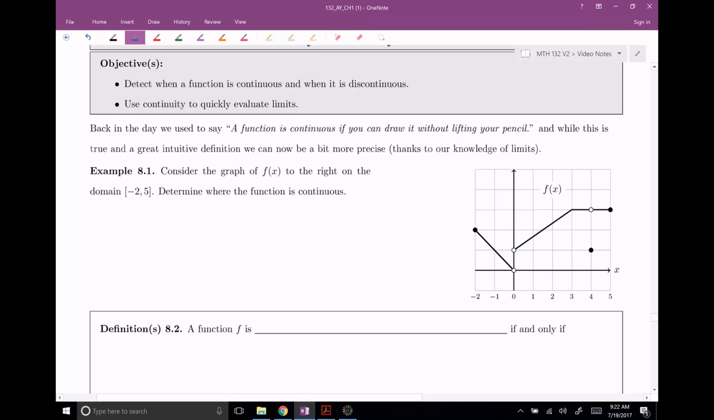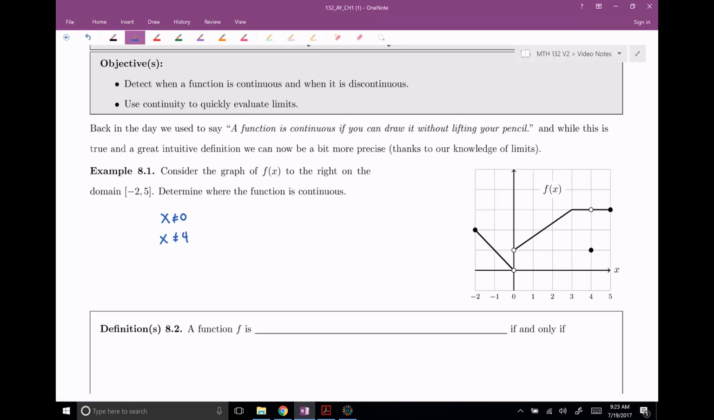So I'm going to write some scratch notes here. x should not be equal to 0. And then let's see, what else? We go on, and then at 4, I'd have to lift my pencil to draw this dot down here. So it's not continuous at 4. You can see there's a hole. So x is not equal to 4. But besides those 2 points, it seems to be continuous everywhere else.